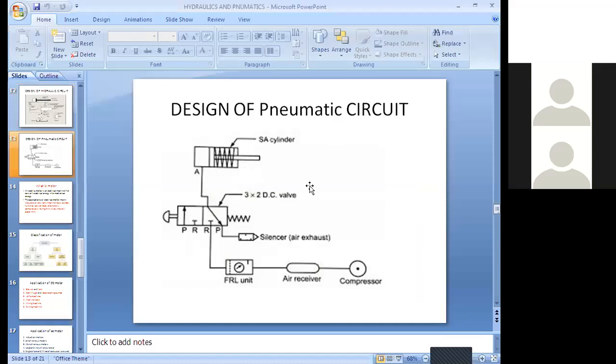Just see here in the slide, a very simple circuit I brought to you. A compressor is there and an air receiver is there. Here one more unit is there, the FRL. FRL has three parts: a filter, a regulator and a lubricator. It is a combination of the three. The FRL unit is very important. F means filter, R regulator, L lubricator.